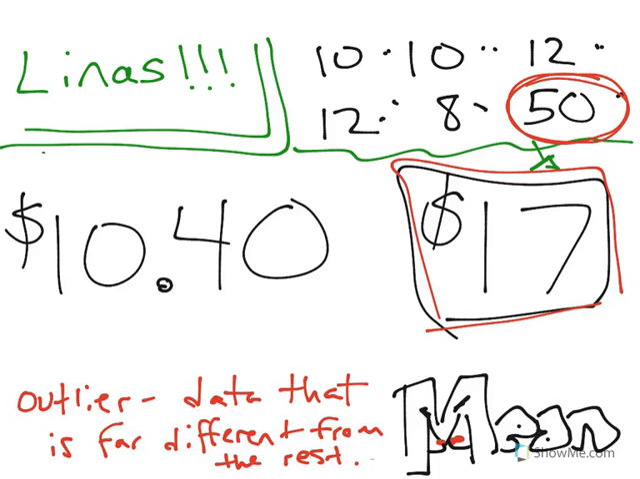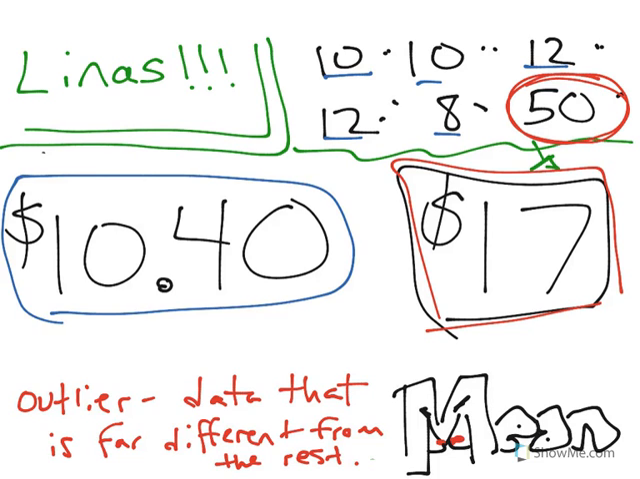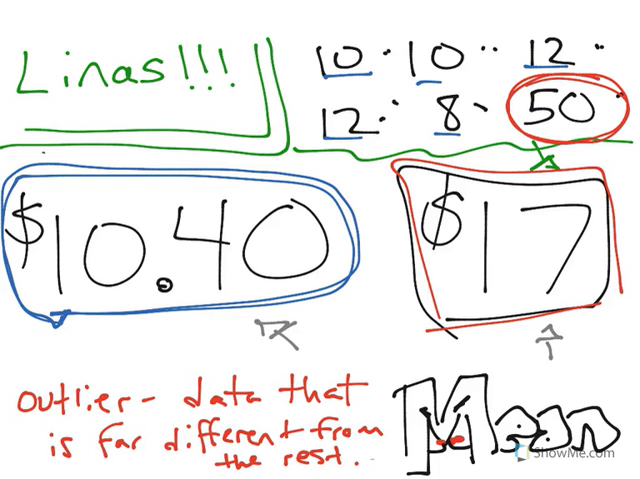$10.40. Now, let's take a look at the other times I've gone to Lena's. $10, $10, $12, $12, $8. Does $10.40 seem a lot more reasonable? It does. So if you were going to ask me what's the average amount of money I spend when I go to Lena's, which number is a better representation, $10.40 or $17? I would say that $10.40 is a better representation, because this 50 really bumped up this number over here, this $17.